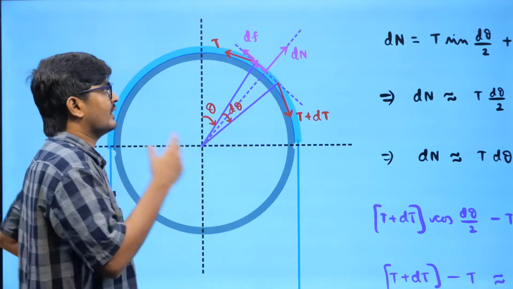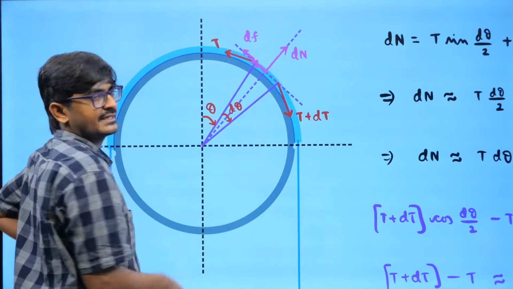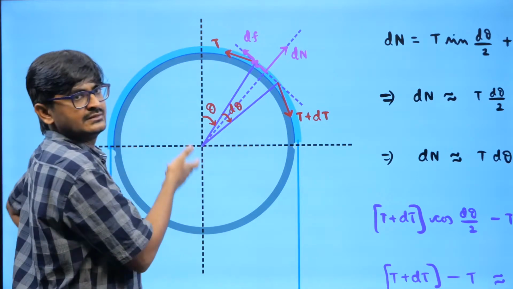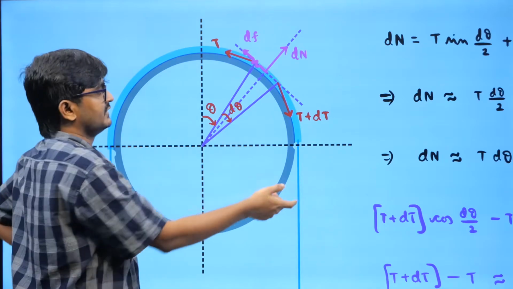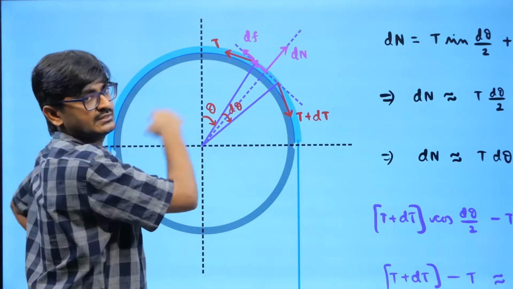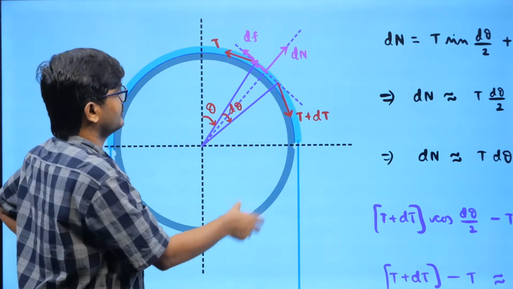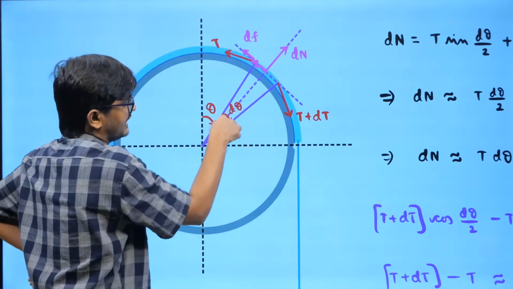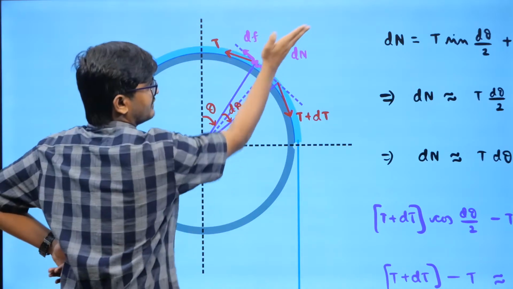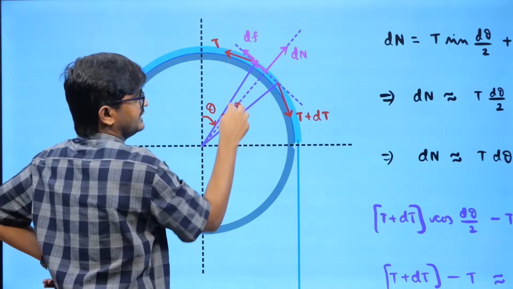So what I will be doing, I will be taking some element and trying to see what is the friction acting there, so that I can find the total friction. That total friction will give me the difference in tensions, right? So I am taking some element at an angle theta, whose angle is d theta, and this is the midpoint of that. So this is d theta by 2, this is d theta by 2.